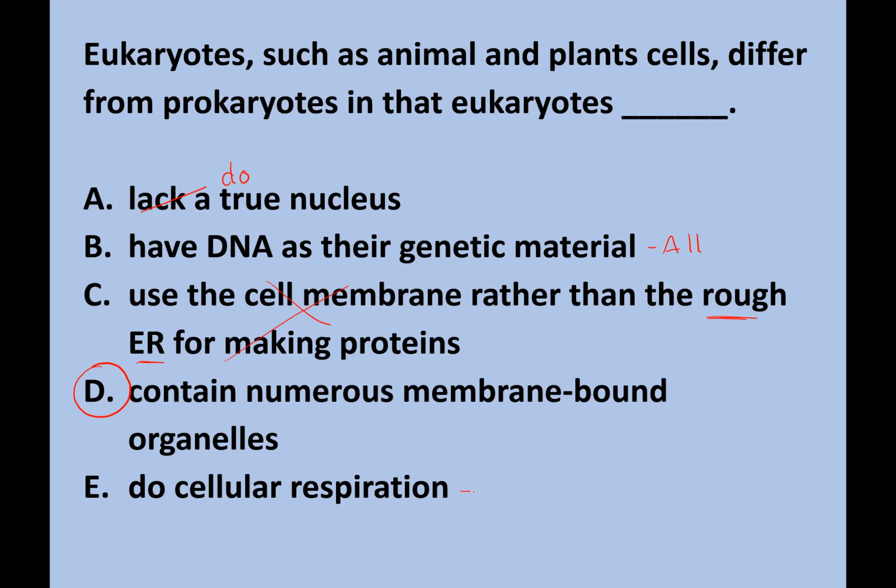And both eukaryotes and prokaryotes can do cellular respiration. Eukaryotes do it in the mitochondria. Prokaryotes do it on actually their cell membrane.